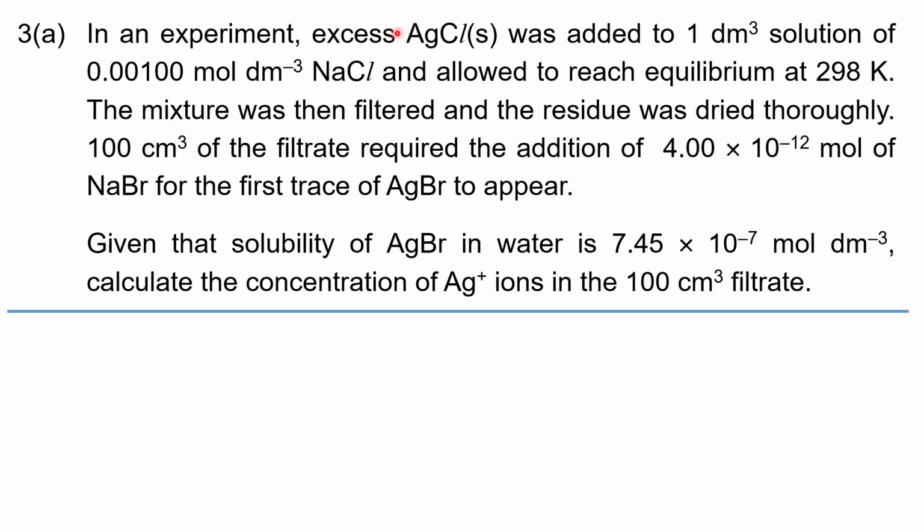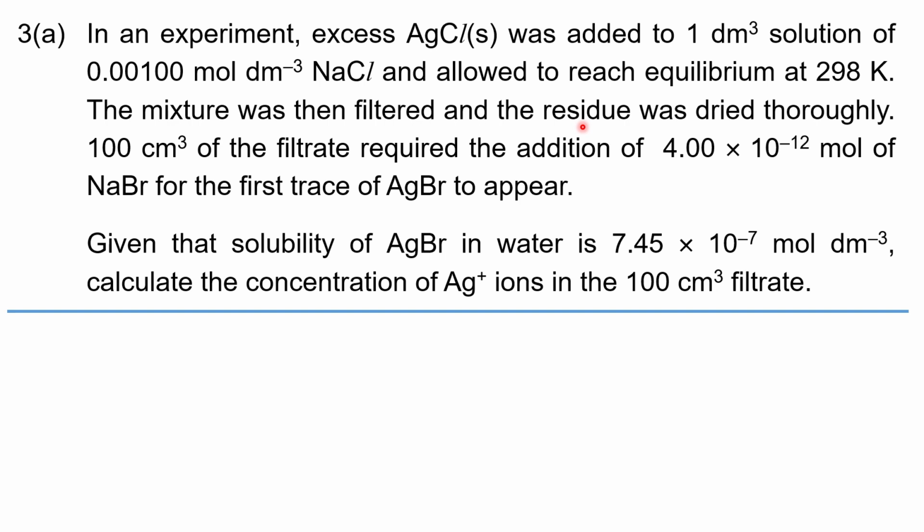So basically it means they add it in, and after that they leave it to stand so that equilibrium can be established first at a constant, fixed temperature of 298 kelvins. After that, the mixture was then filtered and the residue was dried thoroughly. When they say filtered, then residue was dried thoroughly, what they're trying to tell you here is they give it enough time to drip dry so that you collect all the filtrate, so no filtrate was lost.